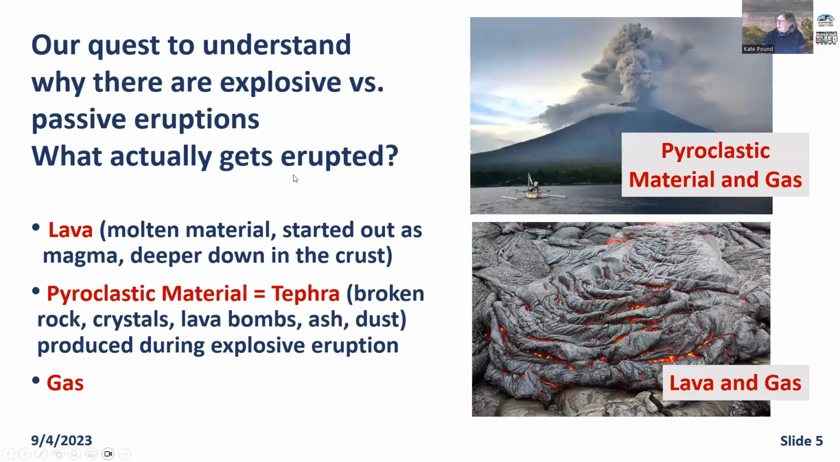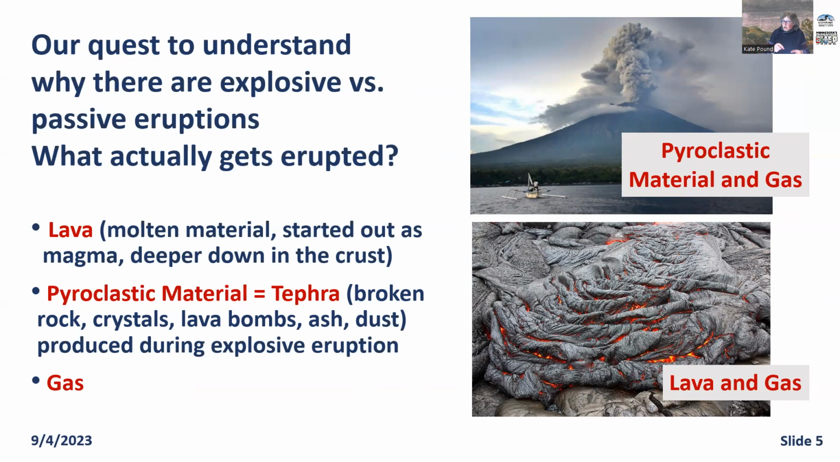So now, as we try to understand what happens, first of all, let's think about what actually gets erupted. It can really be subdivided into 3 things. Lava, so that means molten material, or what we call pyroclastic material. The other word we use for that is tephra. So what is this pyroclastic material? Well, it's broken up rock, so broken up lava that's cooled to make rock.